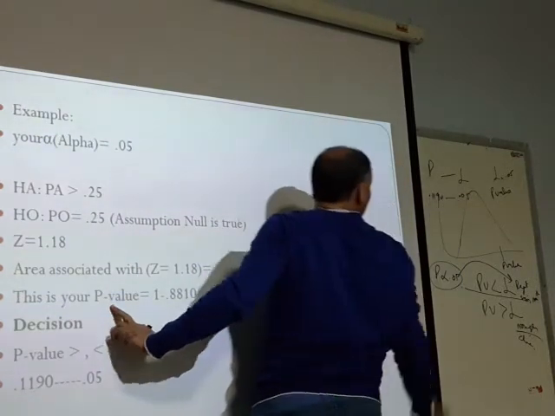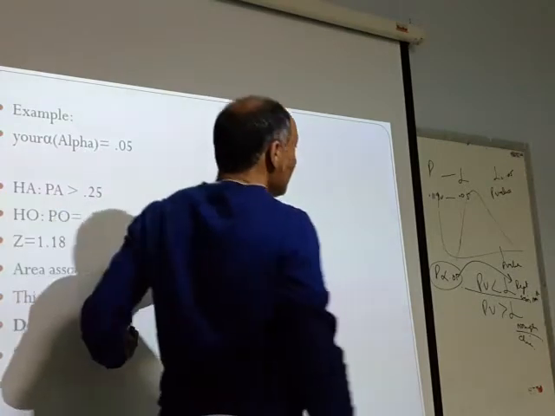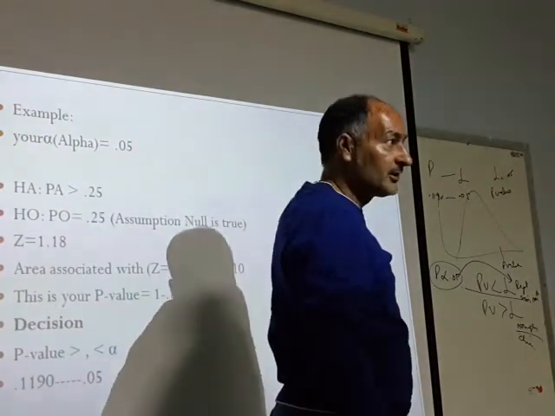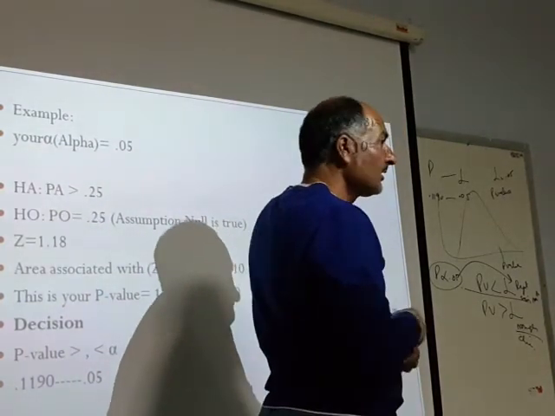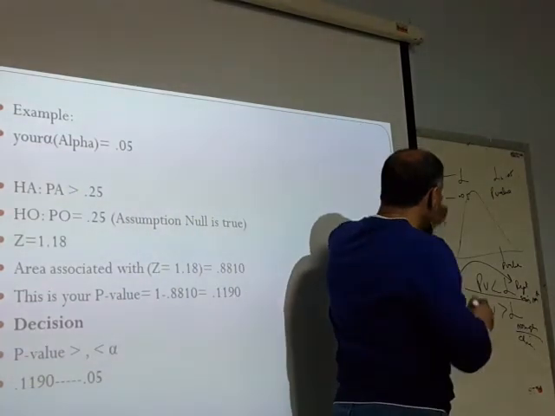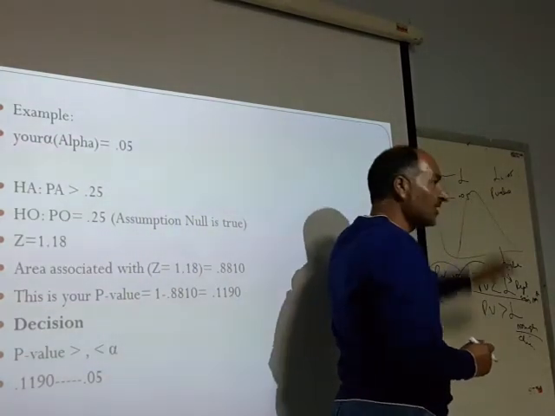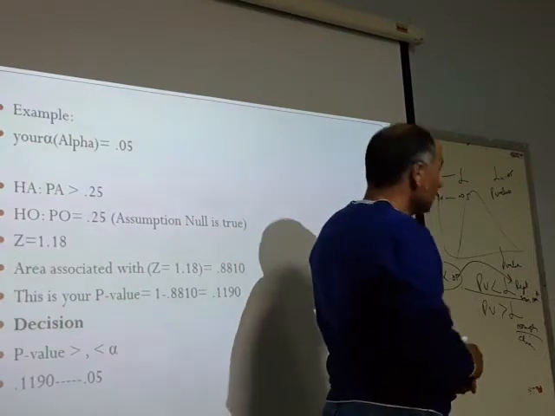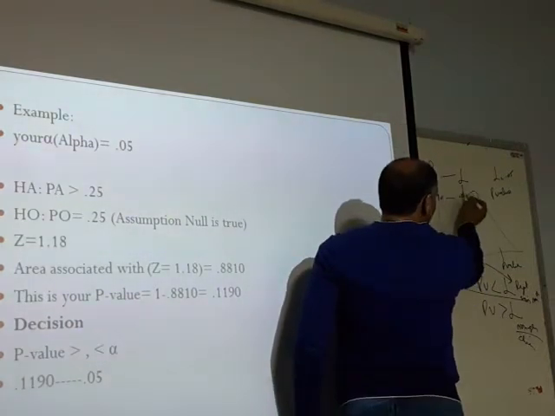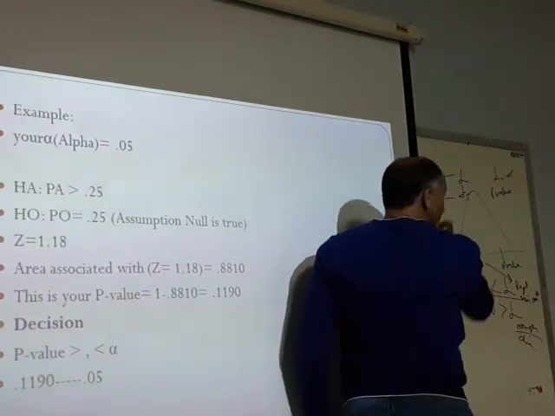0.1190. Is it more or less? More. No, I'm saying p. This is p. Is p more or less? P is more than alpha. The p value is here, the alpha value is here. Is p more than or less?